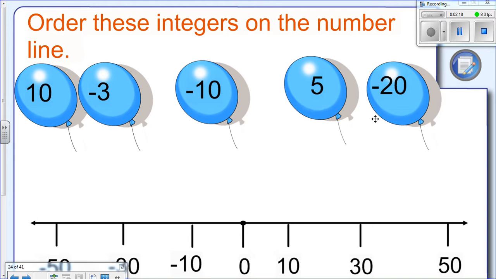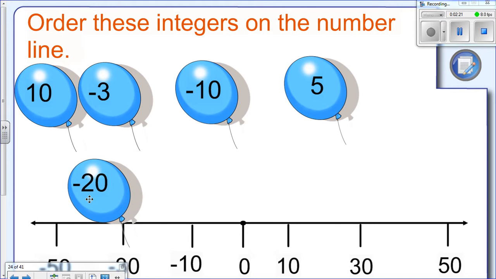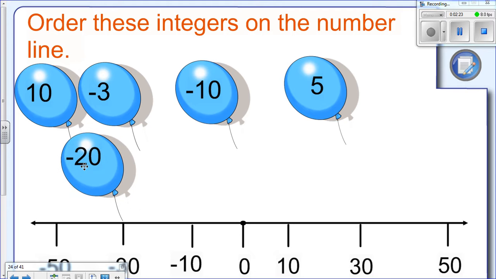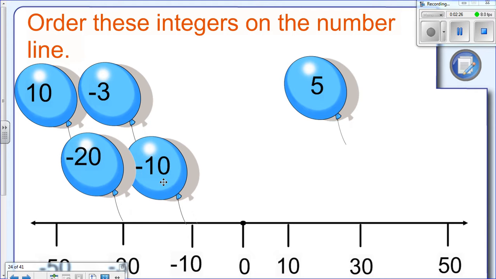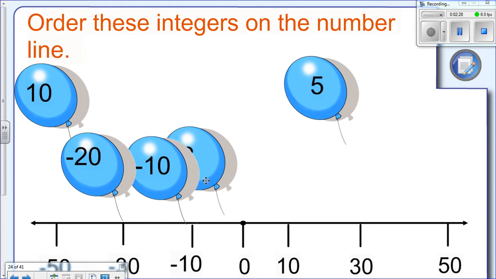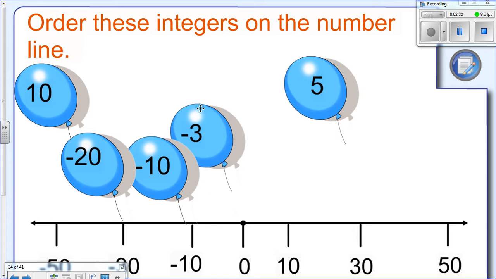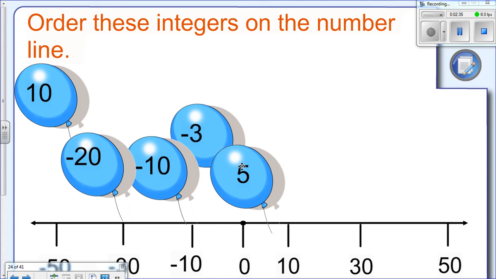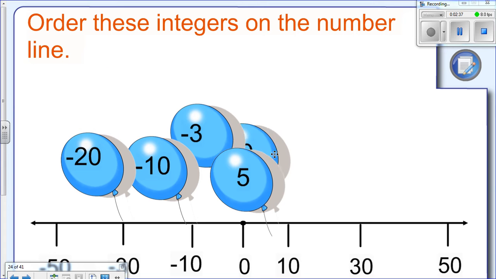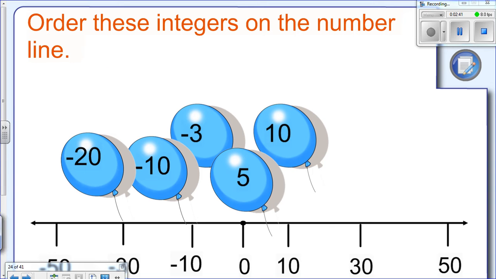And I'm going to start with the smallest. The smallest is negative 20. And then we have negative 10, negative 3, and then we have a positive 5, and then we have positive 10. Pause the video if you need to jot these down.